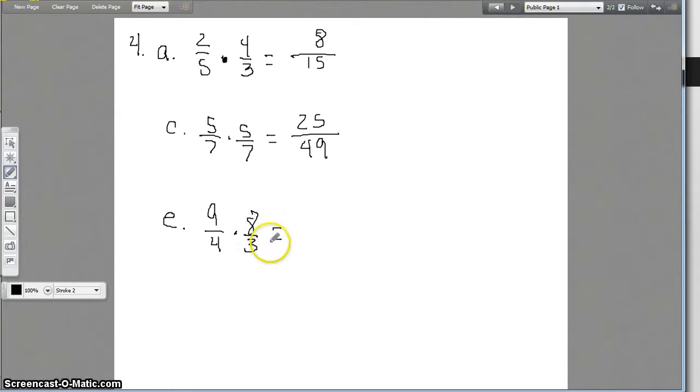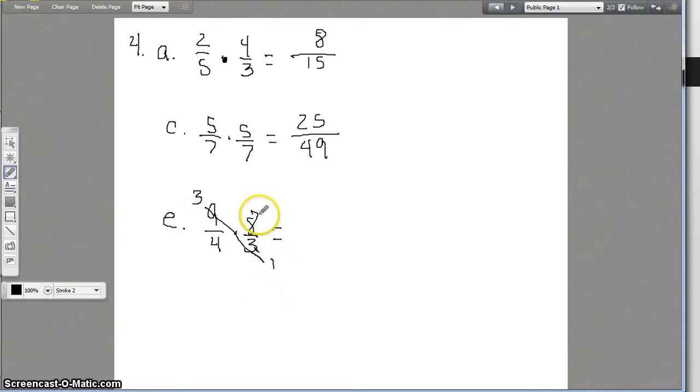Okay, so this time we look for common factors, and we actually do find some. 9 and 3 have a greatest common factor of 3, which means I can divide both of those by 3. 9 divided by 3 is 3. 3 divided by 3 is 1.